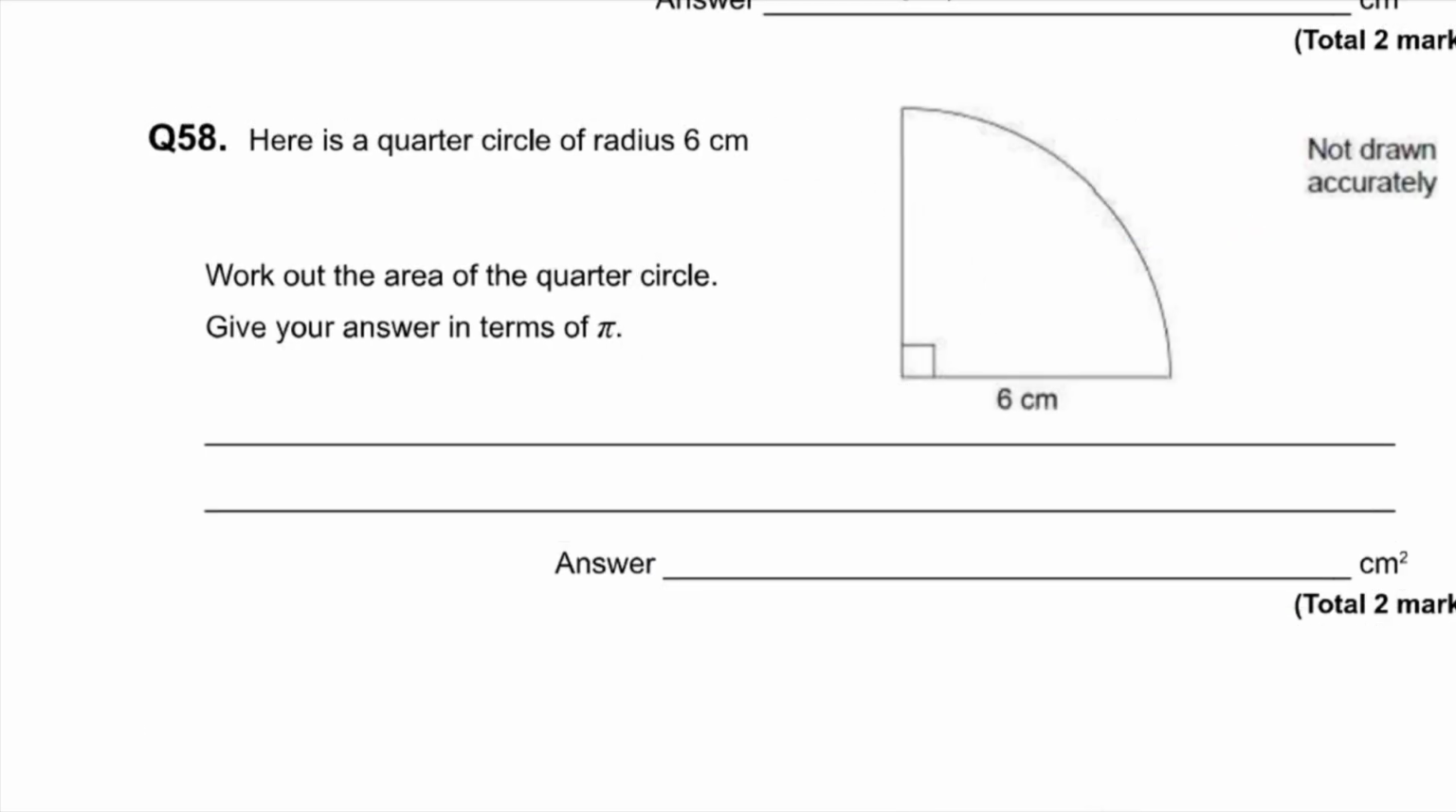Question 58, here's the quarter circle of radius 6 centimeters. Work out the area of the quarter circle, give your answer in terms of pi. So this time the area is going to be a quarter of pi r squared, because it's a quarter of a circle. Okay, so subbing in what we know, a quarter of pi times 6 squared. 6 squared is 36. A quarter of 36 is, 4 into 36 goes 9 times, doesn't it? So a quarter divided into 36, or 36 divided by 4, that's 9. So the answer is going to be 9 pi.